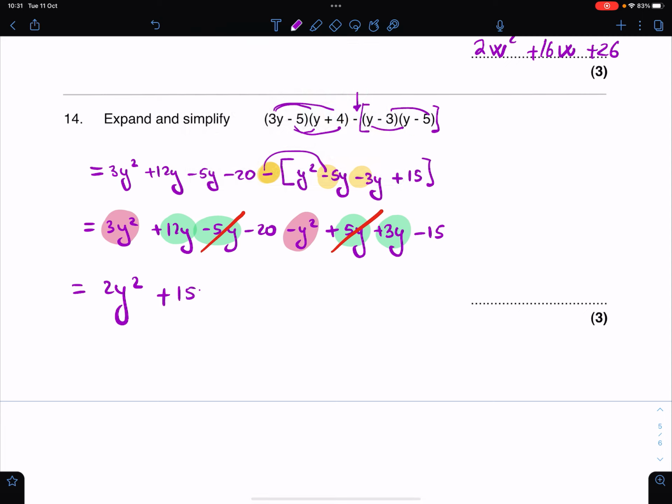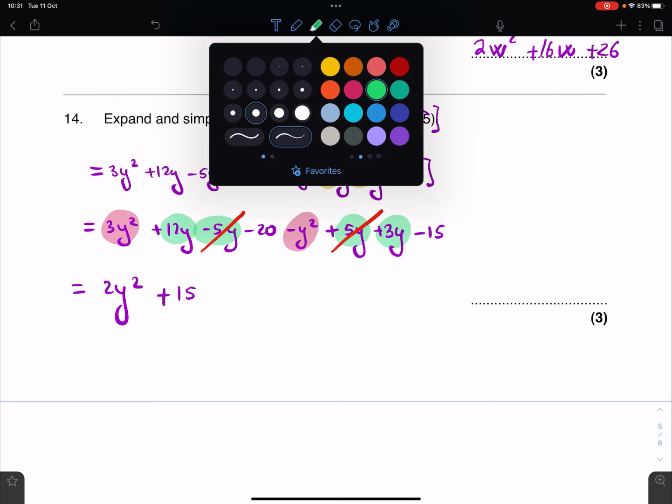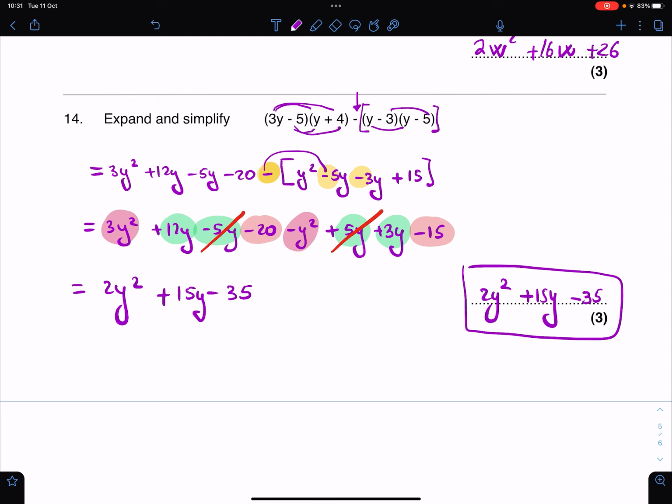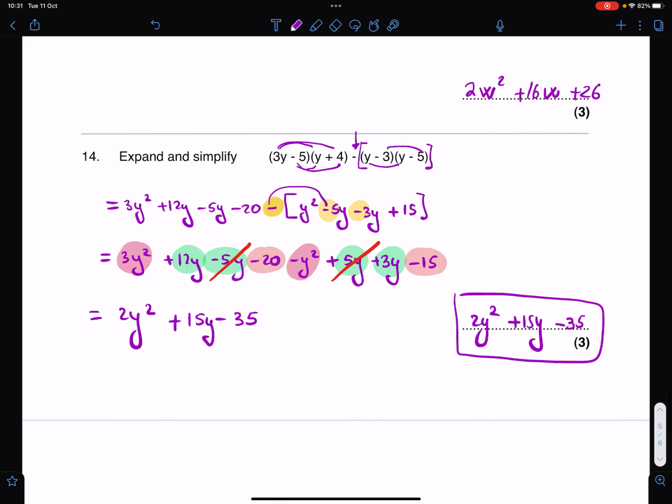Plus 15y. Well, what's negative 20 minus negative 15? Guys, I forgot to write it down here. Negative 35. So that's my final answer: negative 2y squared plus 15y minus 35. Are we happy with this? You're not happy with it? Write this down. Don't forget to use square brackets as well.